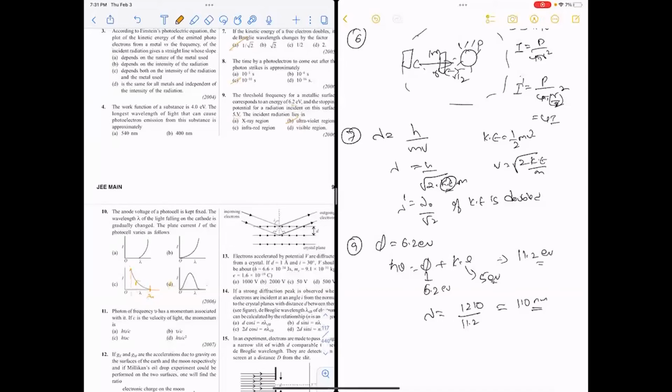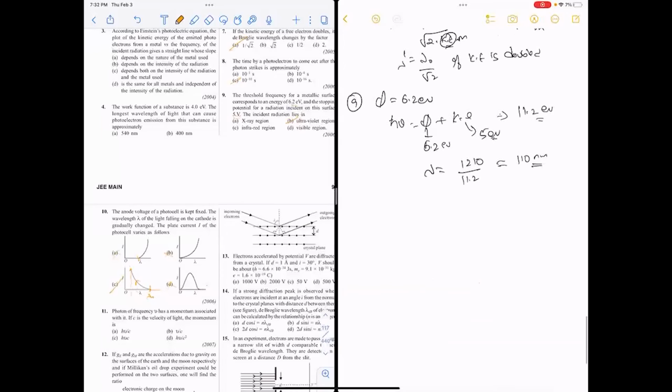Option C. Here lambda 0 is at infinity. This is wrong. Here, as lambda is increasing, intensity is increasing. That is wrong. As lambda increases, intensity should decrease, basically. Option C. Conceptual question, basically.